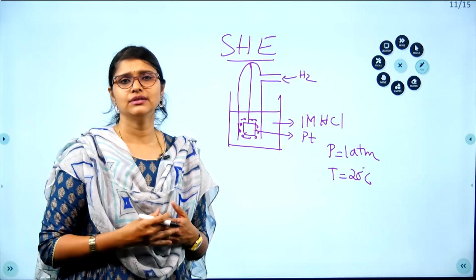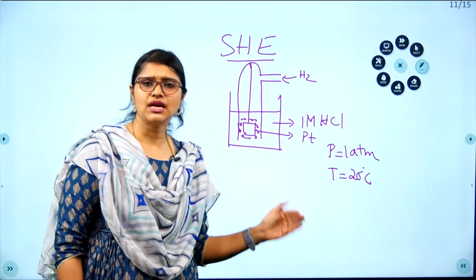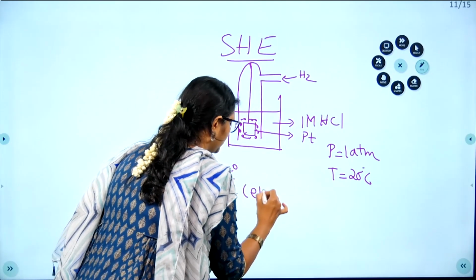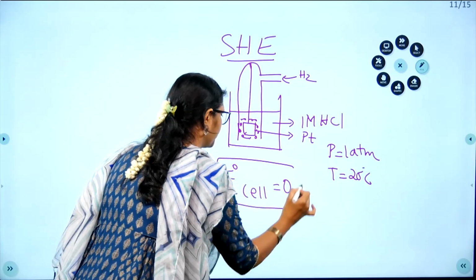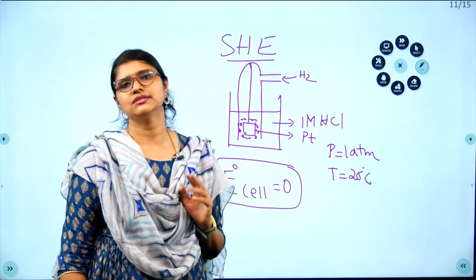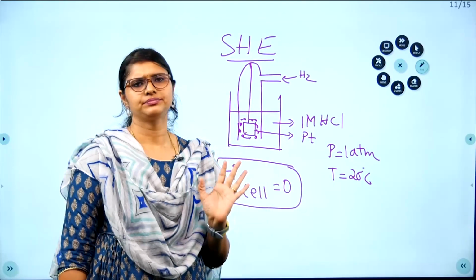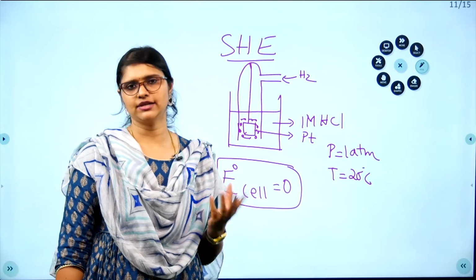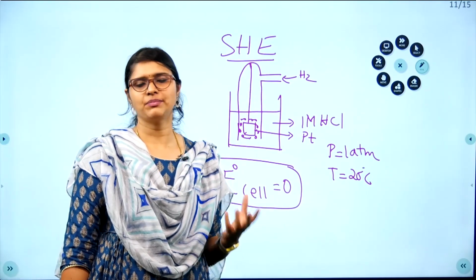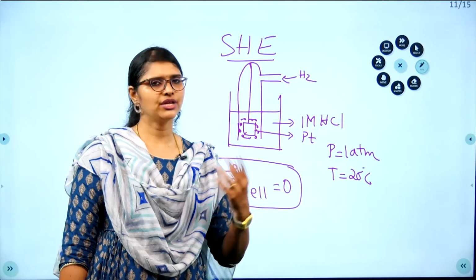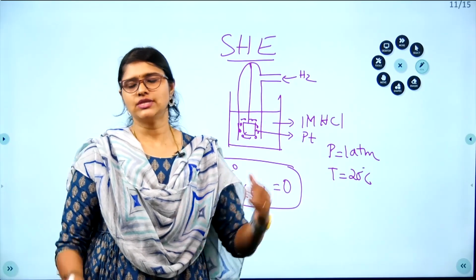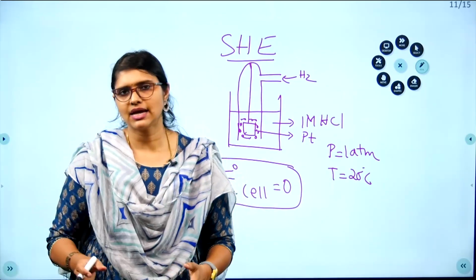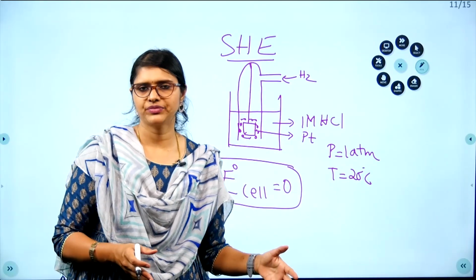How can you connect like that? Because its E naught cell value is 0. Since E naught cell is 0 for this, you can connect either side, anode or cathode. So how do you think the value for zinc, Zn2+/Zn, is minus 0.76 volts? How do you think they got the value? It's experimental only. So the SHE, zinc and hydrogen, if you compare, zinc is more reactive. So you will take zinc as anode and hydrogen SHE as cathode.